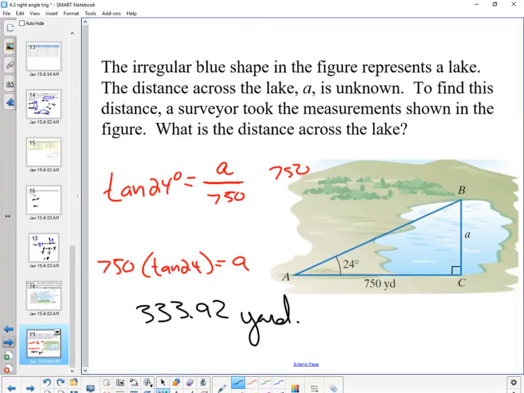Would you round it up? Depending on what your problem says, you're going to either round up or not. Why did you say tangent 24 equals A over C? Why did you set tangent at 24 degrees? What's the definition of tangent?